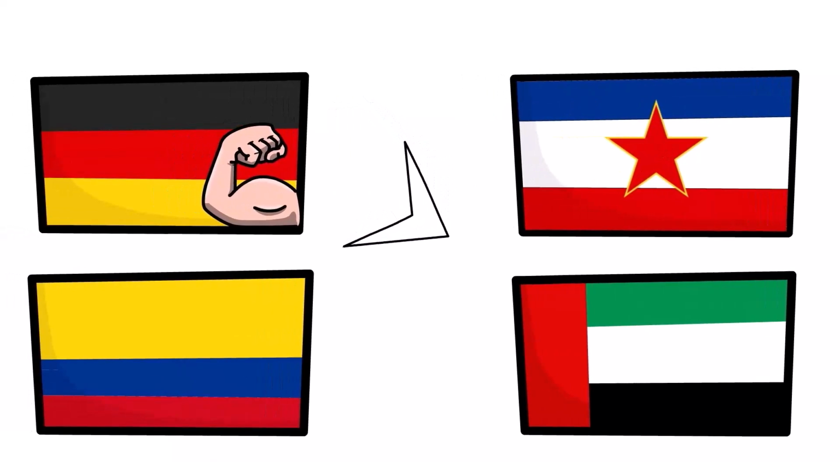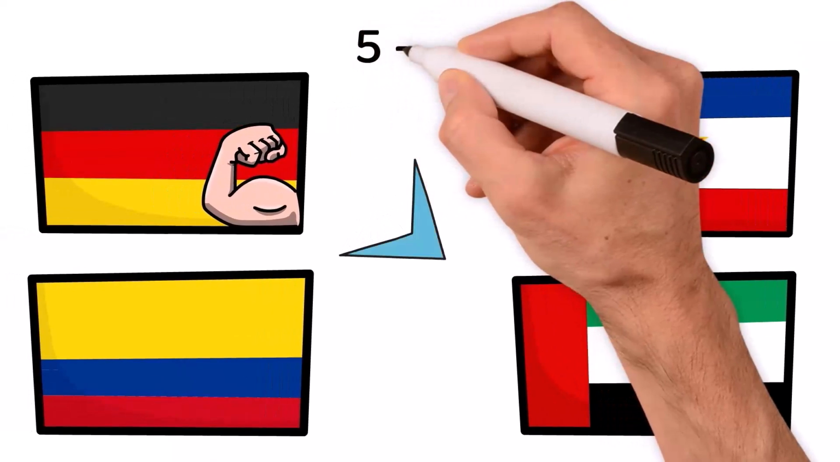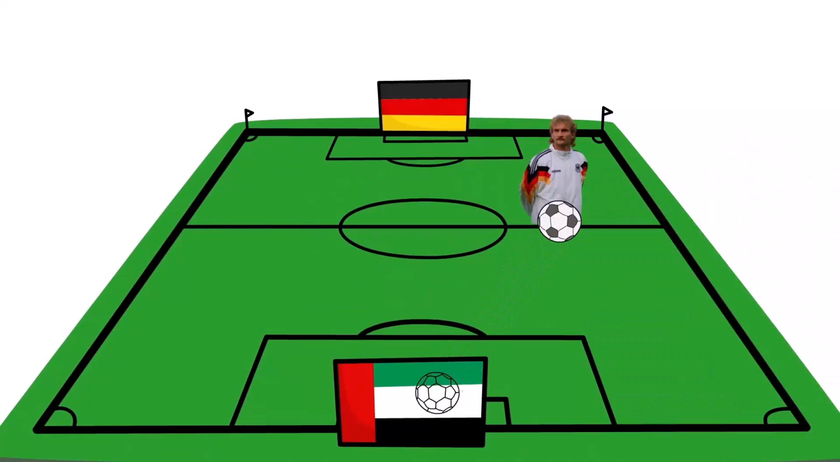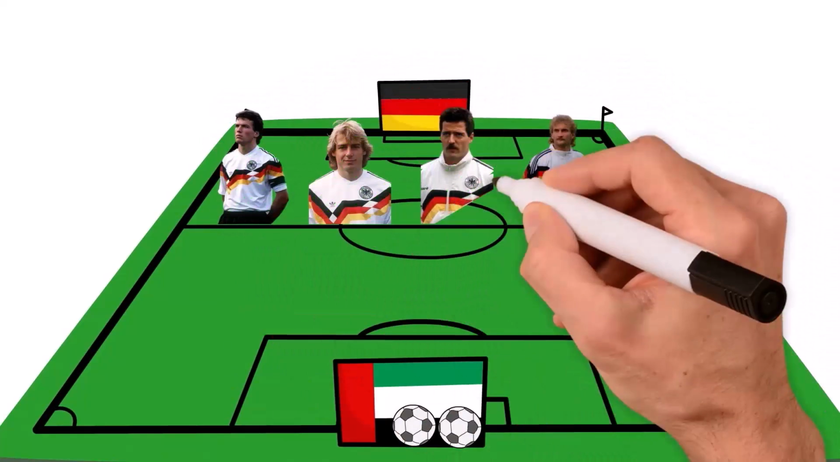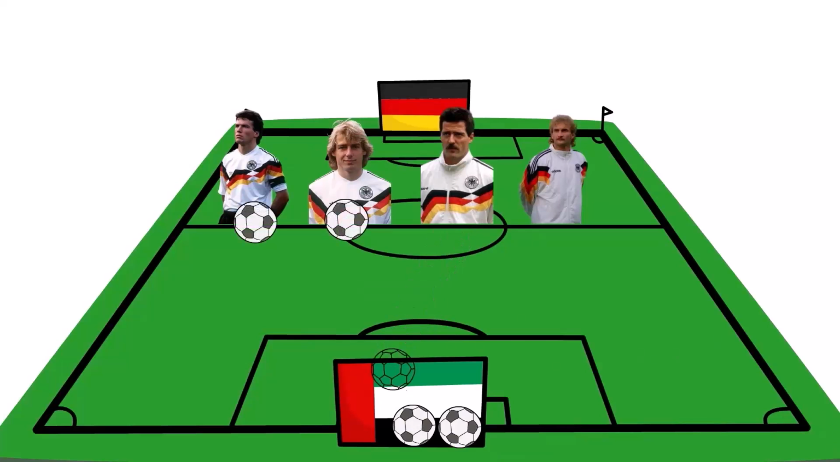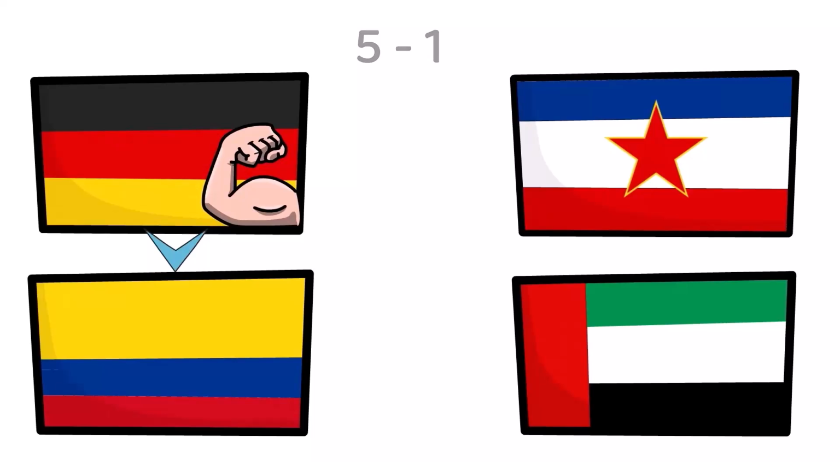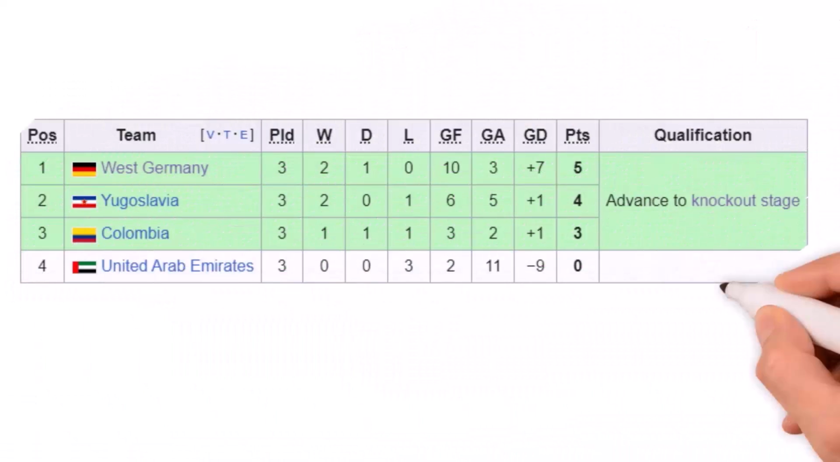Their second game against the UAE was more dominant. This time they won 5-1. Rudi Völler scored twice. Matthaus, Klinsmann and Uwe Bein completed the demolition. With qualification almost certain, Germany drew their final group game with Colombia 1-1. They finished top with 5 points.